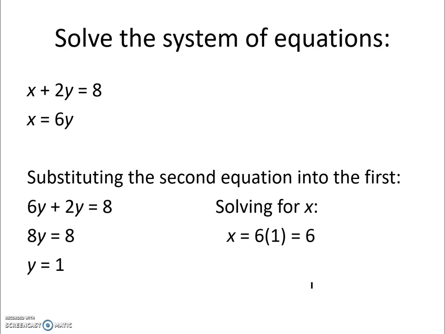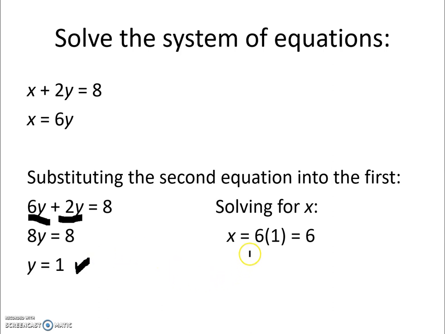Keeping on and solving for a system of equations, we're given another set of equations, x plus 2y equals 8 and x equals 6y. Since we know x equals 6y, we substitute that in the first one. And when we do that down here, we have 6y plus 2y equals 8. Combining like terms, we find 8y equals 8, but we don't want 8y, we want 1y. So we divide both sides by 8, and we find that y equals 1.